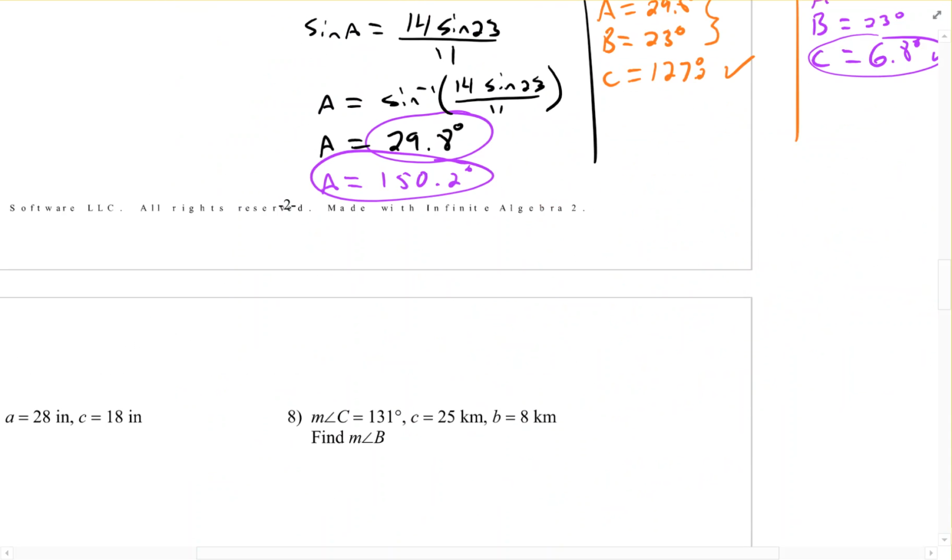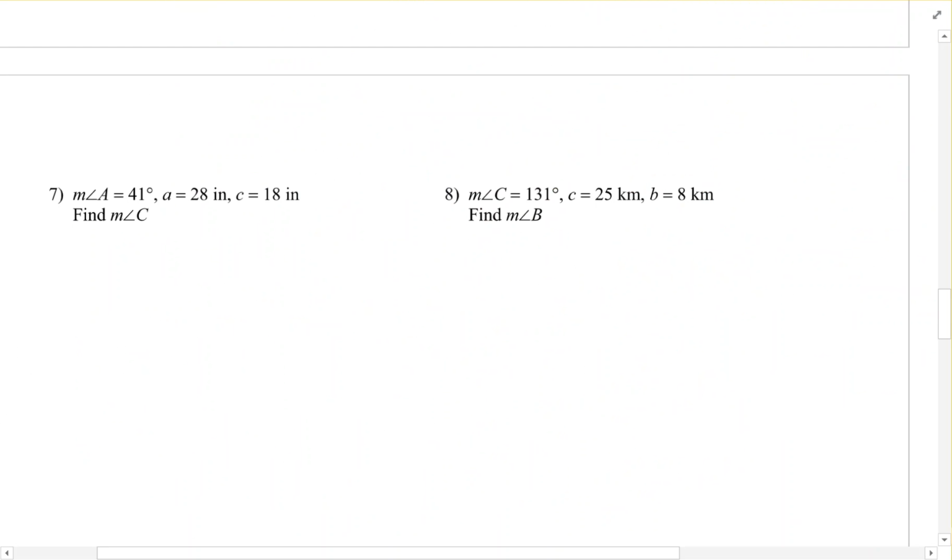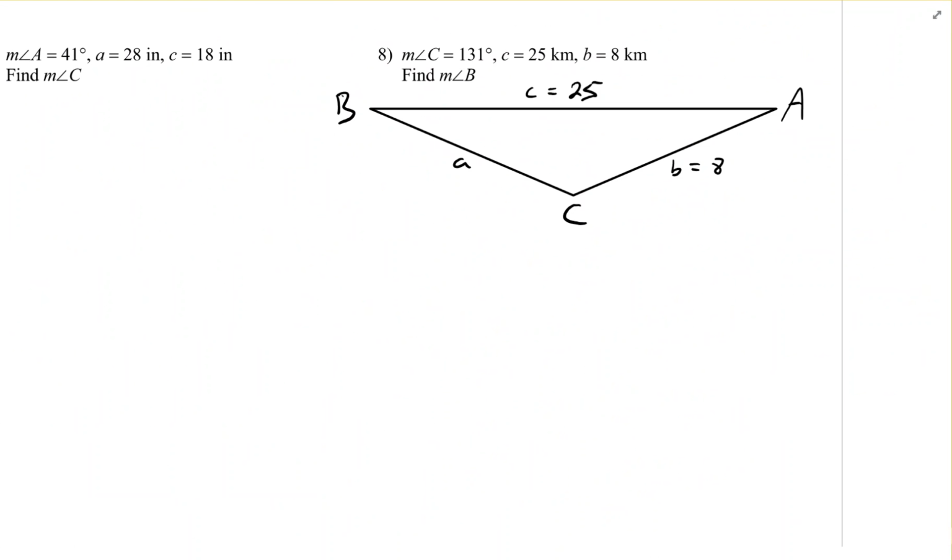All right, let's find one that doesn't though. Doesn't work out. Okay, so I've labeled a bit of a triangle here. So we know that this is 131 degrees. And I've labeled those two sides, and it wants to know angle B, so that one.